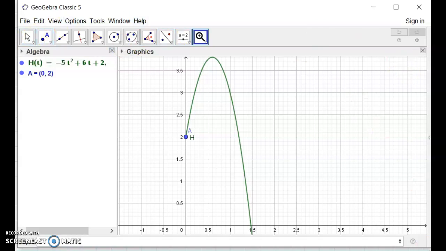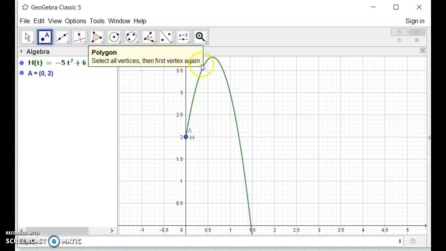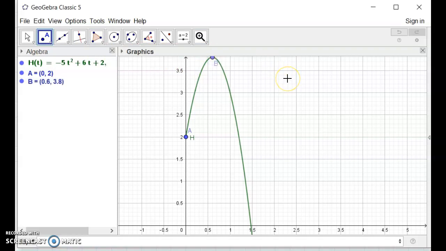The second question we want to answer is what is the maximum height that the function reaches. So what is the maximum height that the ball is going to reach? And we don't have the tools to find exactly what the maximum height is, but there's this point over here, well, around that point over here that I'm going to click. Yeah, point B, it says it's 0.6 for the t coordinate and 3.8 for the y coordinate or h coordinate if you want to call it.